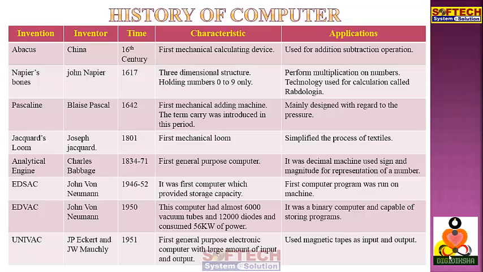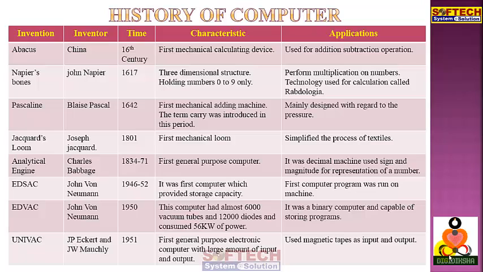Next, EDSAC. It was by John von Neumann. He invented his machines from 1946 to 1952. It was a huge computer with storage capacity. In olden days it was huge, so it took time to store all the values, and the process to reach the input and output system was very slow. Later it was improved slowly.